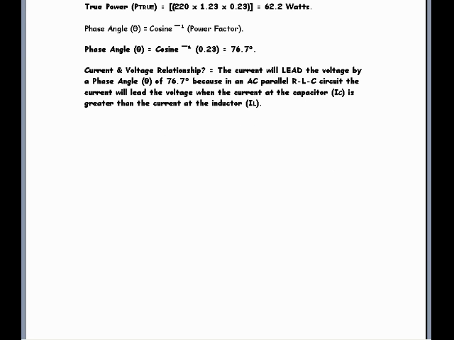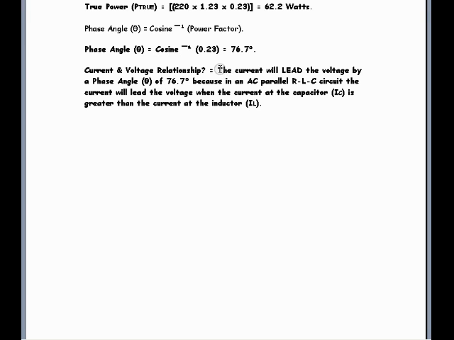So what that implies is that the current will lead the voltage by a phase angle of the inverse cosine of the power factor, or 76.7 degrees, because in an AC parallel RLC circuit, the current will lead the voltage when the current at the capacitor is greater than the current at the inductor. Now, if the current at the inductor was greater than the capacitor, then the current will lag the voltage by a certain phase angle, and it would not be this value, because if the values were different at the inductor compared to the capacitor, then we would get a different power factor, and then we would get a different phase angle.